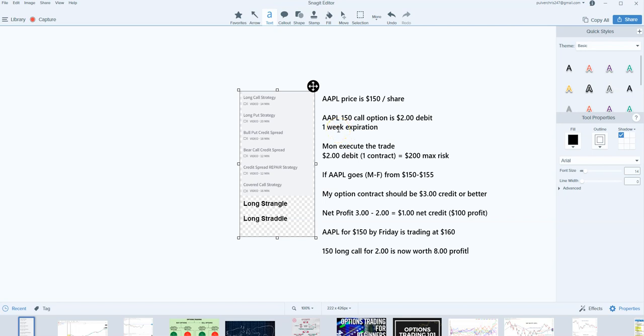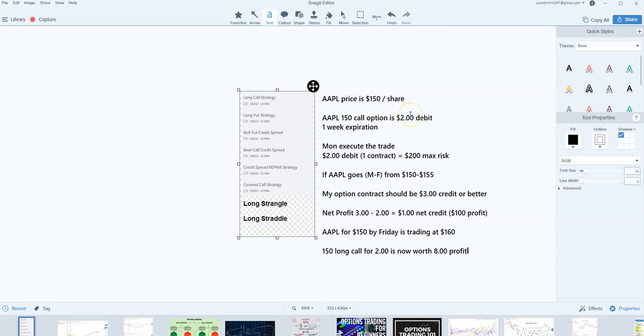And whatever is up prior to expiration, you have a real intrinsic value to that option contract, and hopefully it's enough to cover your debit and give you some net profit. Okay? That's a single direction. It's defined risk. The most you can risk on a long call option is what you paid for the trade.